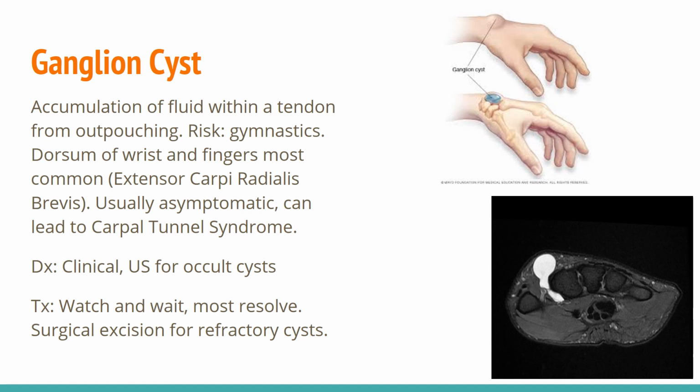Usually the cysts occur on the dorsum of the wrist or fingers, usually the extensor carpi radialis brevis. It's usually asymptomatic, however, some cases can lead to carpal tunnel syndrome. Diagnosis is usually clinical. However, if there's any doubt, you can use ultrasound for any occult cysts. In this picture, you see an MRI with cyst. Usually treatment-wise is watch and wait. Most resolve within months. However, you can use surgical excision for any refractory cysts.